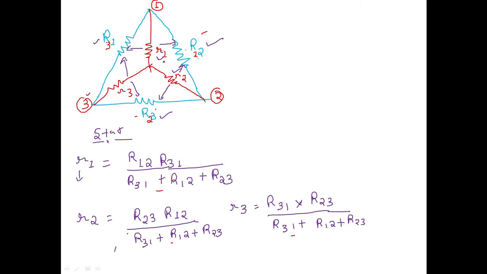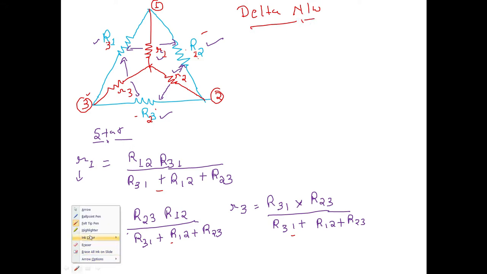Now, how to find the outer network, that is the delta network? How to find the delta network, that is R12, R23 and all these outer resistance terminals? This is found by a simple means. Let us find R12 first, this one. If we want to find R12, how will we find it?